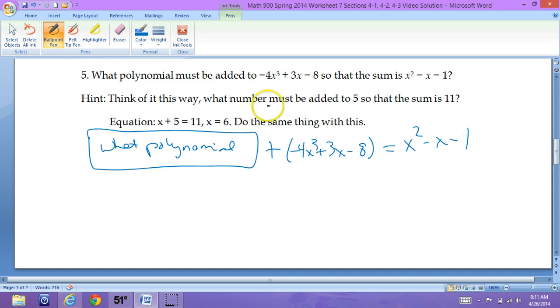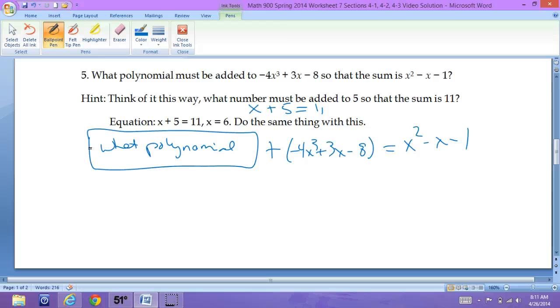So I give you a hint. Think of it this way. What number must be added to, and when we have an unknown in algebra, we use an x, right? What number x must be added to 5 so that the sum is 11, and that's why I typed it here. And then we use our properties, the addition property of equations, to subtract 5 from both sides, and we get x equals 6.